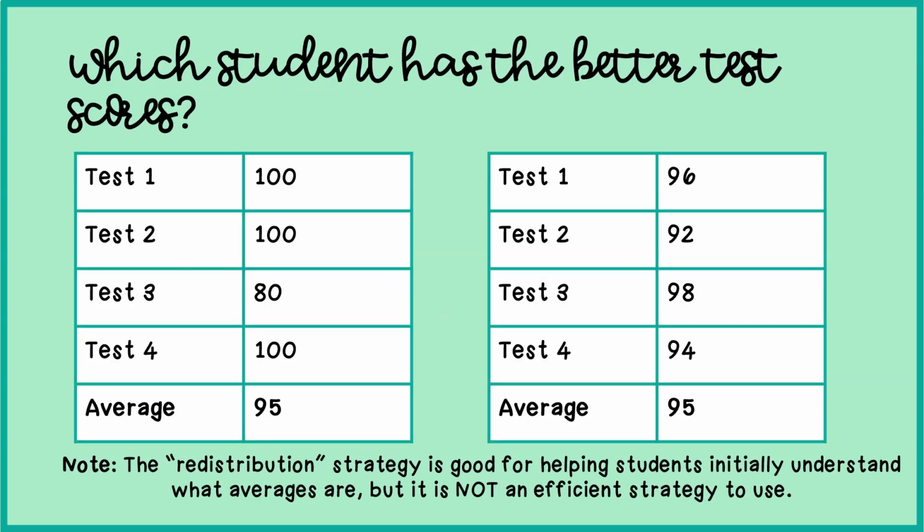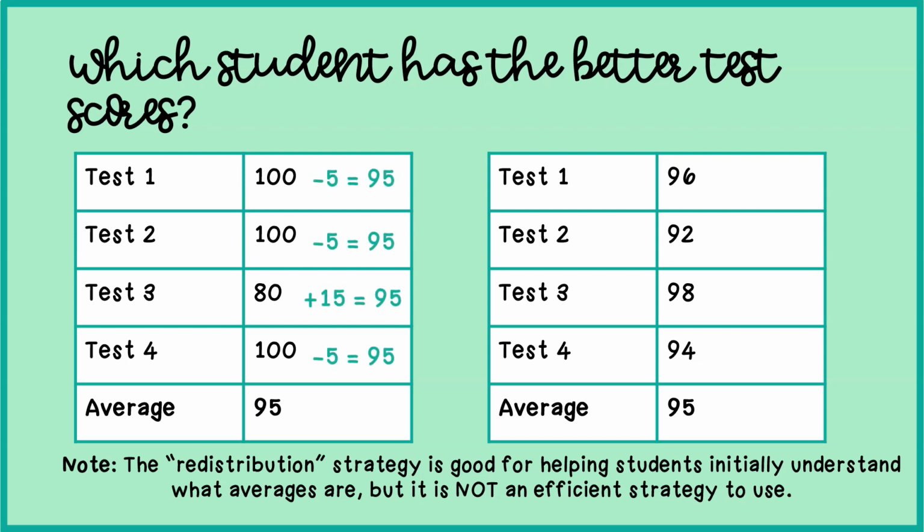So looking here, again, which student has the better test scores? There is their average there. I'm giving that to you. And I want to point out before I continue with this redistribution strategy, I do use this to help the students initially understand, but this is not at all what I encourage them to use. It is a very inefficient strategy, and I do not tell them to use this strategy at all. This is just for demonstrative purposes.